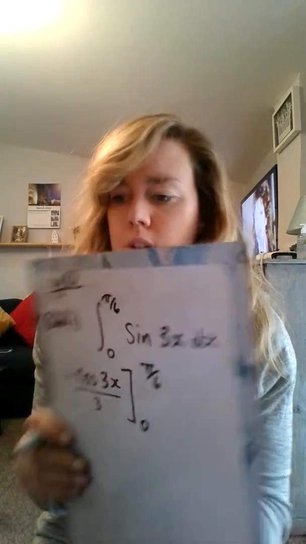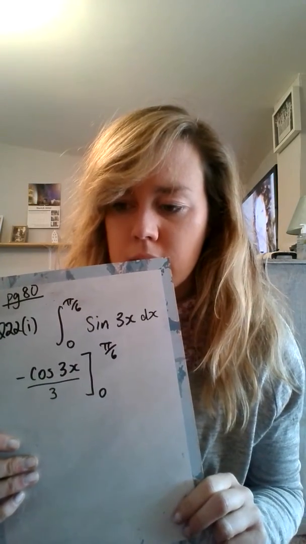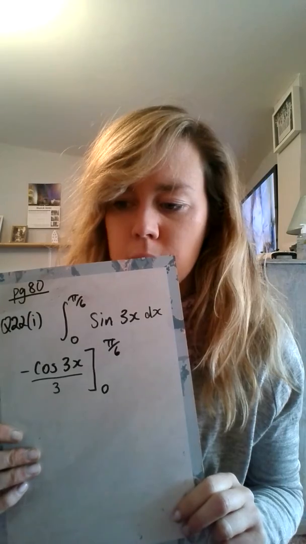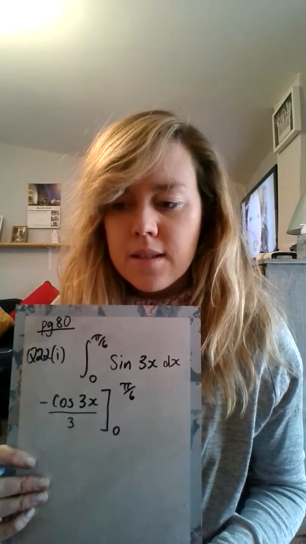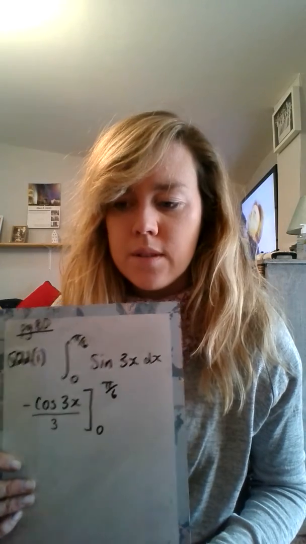And then put your limits on either side. So minus cos 3x, and then divide by 3, okay? Now, I'm going to sub in pi over 6 into the first bit, and then take away with 0.